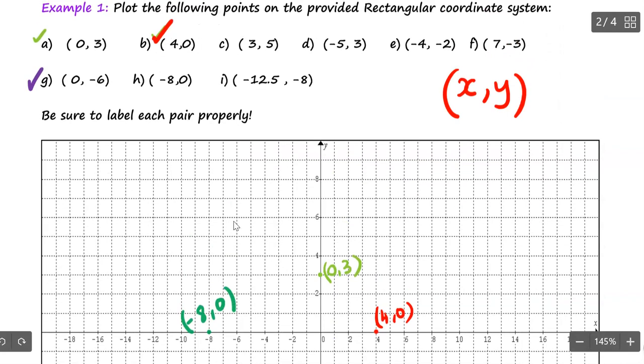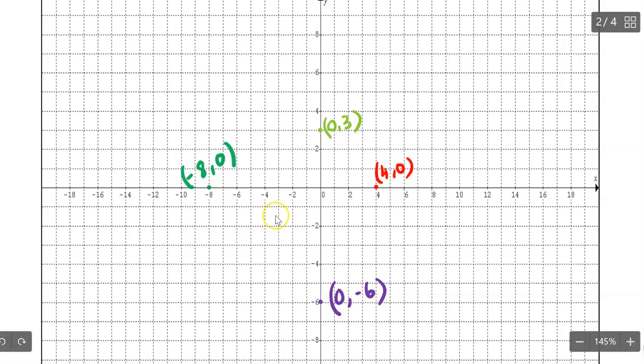Now we have taken care of the points where we read right on the x-axis, right on the y-axis, right on the negative x-axis, and right on the negative y-axis. You see here, 4 is a positive 4 for x. This 3 is a positive 3 for y. This one is negative 8 for x, and this one is negative 6 for y. The ordered pair comes as x, y, x, y, x, y, x, and y.